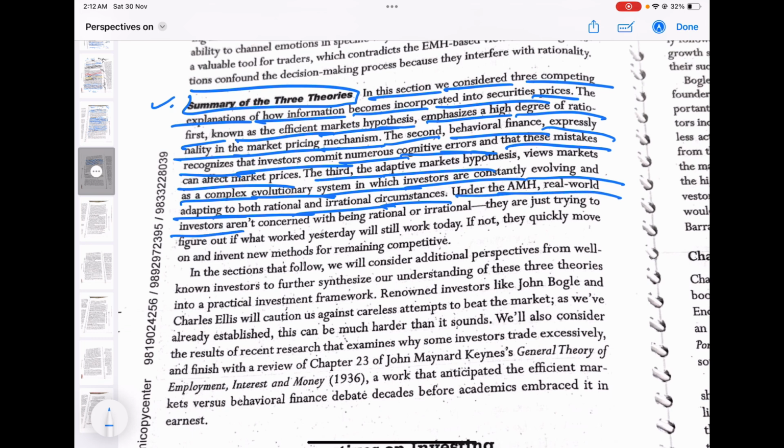Under the AMH, real world investors aren't concerned with being rational or irrational. They are trying to figure out whether what worked yesterday will work tomorrow or not.